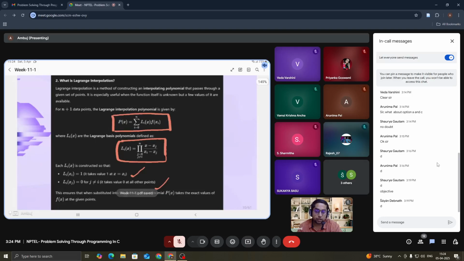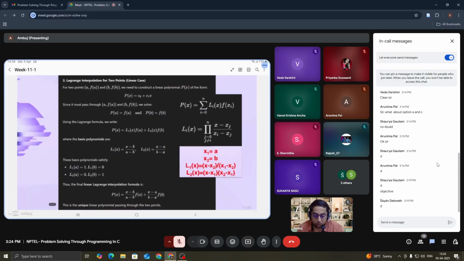Take a pen and paper and write down these expressions. Both expressions are very, very important. They would be used in solving the questions which will come after this. Only two expressions I am asking you to remember: p of x is summation i equal to 0 to n L i of x f of x i, and L i of x equals the product over j equal to 0 to n of (x minus x j) over (x i minus x j).